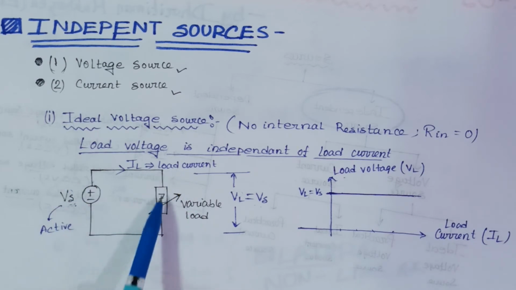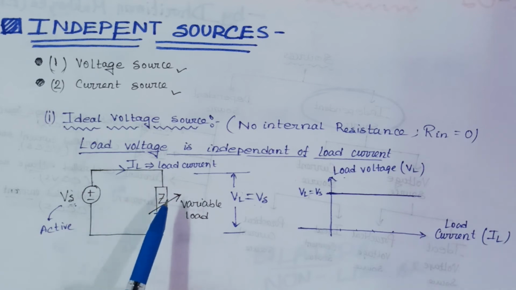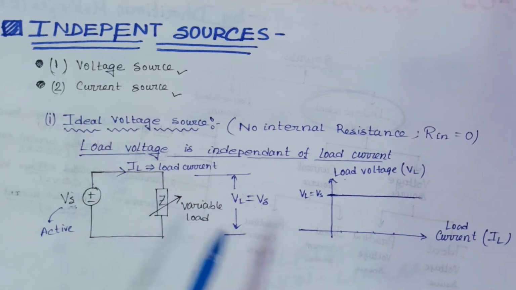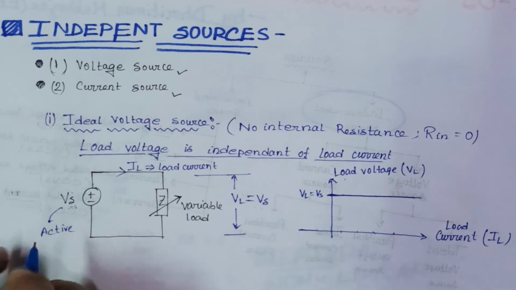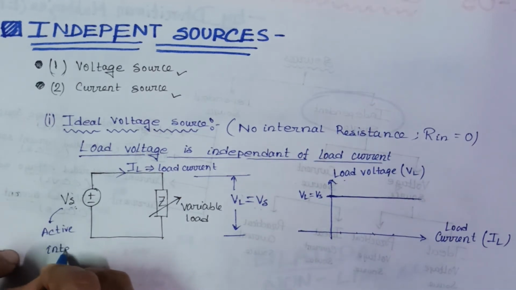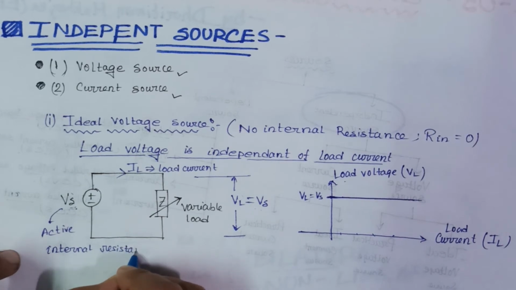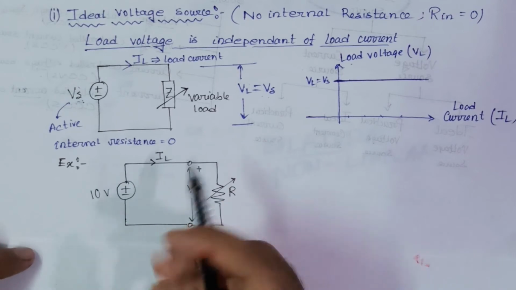In this circuit we can see that the whole voltage is being dropped across this terminal. What does it mean? It means there is no other element where the voltage can drop in this circuit. So this is the only impedance this circuit has, which means this voltage source has no internal resistance. It means the internal resistance is 0.